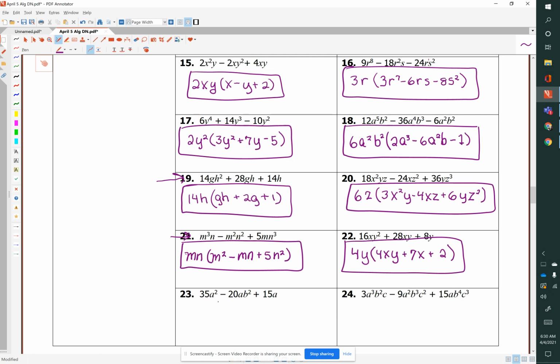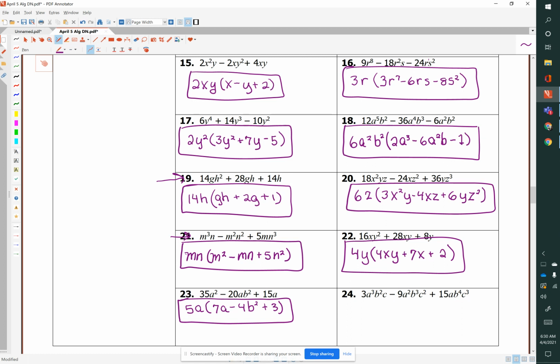We have 35a squared minus 20ab squared plus 15a. 35, 20, and 15, let's factor a 5 out of there, and we can factor out an a. 35 divided by 5, 7. We factored out 1a, that left 1. Minus 20 divided by 5, 4. We factored out the a, but we have the b squared there. 15 divided by 5 is 3, and we factored out the a. So our work is complete for number 23.